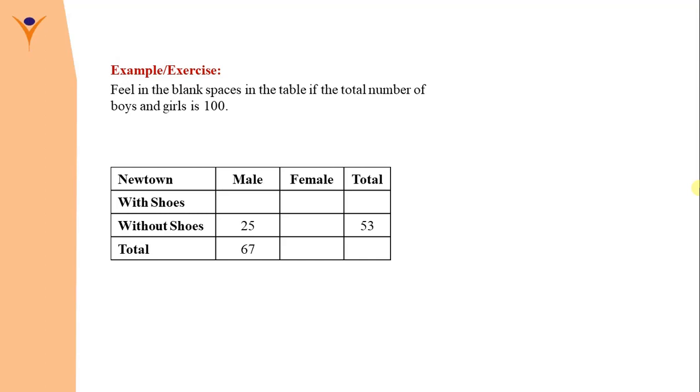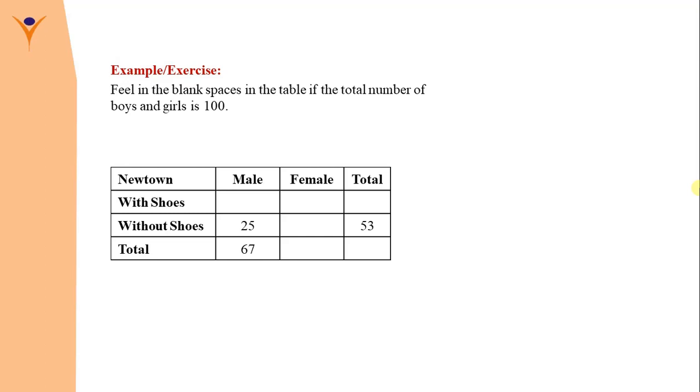And then the final example in the video. This will be your exercise as well, but it's partly an example. It says fill. Oh, that was supposed to be fill, F-I-L-L. Apologies for that. Now fill in the blank spaces in the table if the total number of boys and girls is 100.